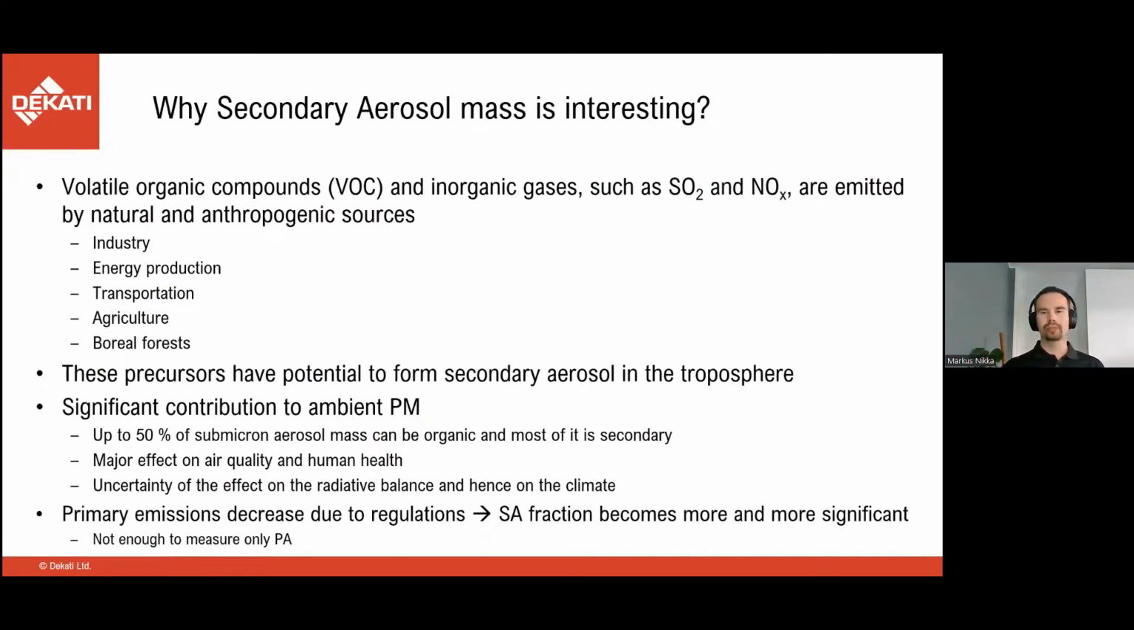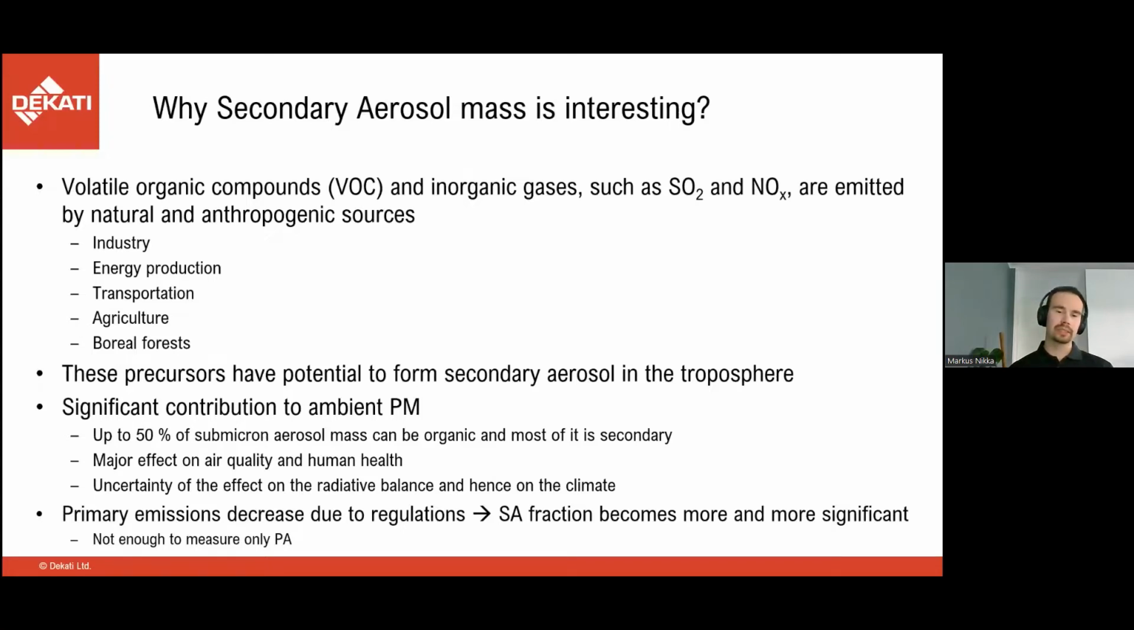So why is secondary aerosol mass interesting? Volatile organic compounds and different inorganic gases are emitted from several natural and anthropogenic sources, such as different industries, especially the petroleum industry and other chemical industries, energy production, so boilers, power plants, biomass burning, etc. Transportation, agriculture, and as an example from nature, boreal forests produce quite a lot of organic precursors for secondary aerosols.